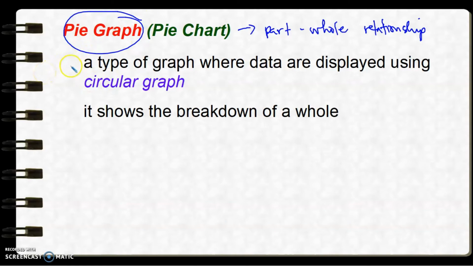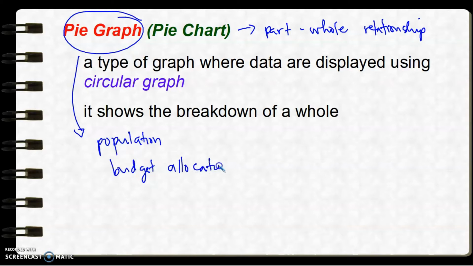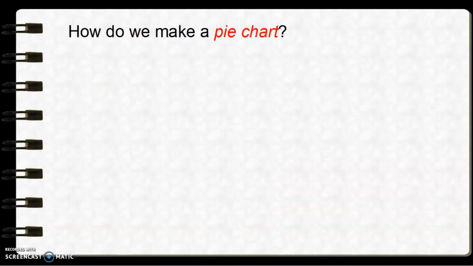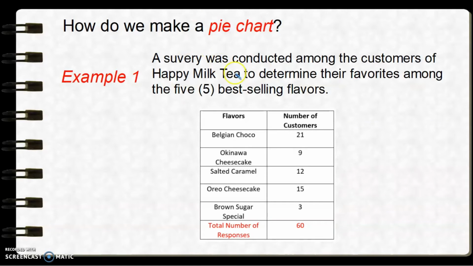And when do we usually use this? For population, for budget allocation, these are commonly used. But for any typical example, this could also be used. So, let's proceed. This is an example of a pie graph or a pie chart. But how do we make a pie chart? We need a data set.